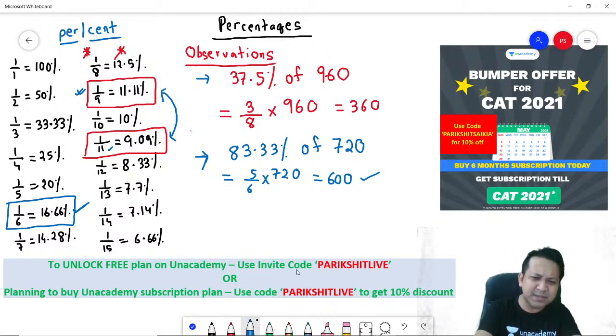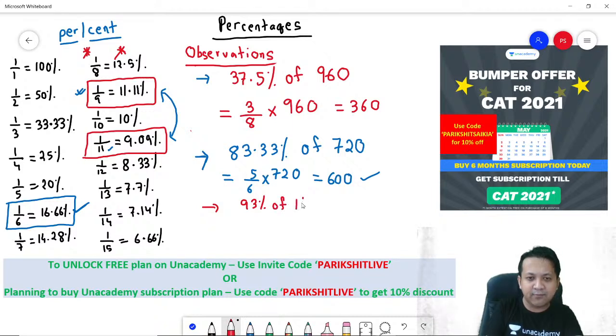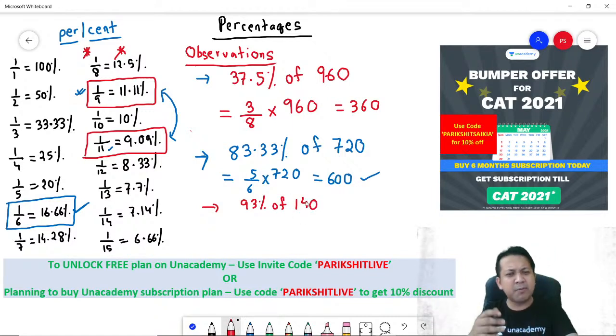Do you get it? So similarly, as an example, if I ask you how much is 93% of 140, immediately, approximately. Remember, in the exam, it's all about approximate calculations.